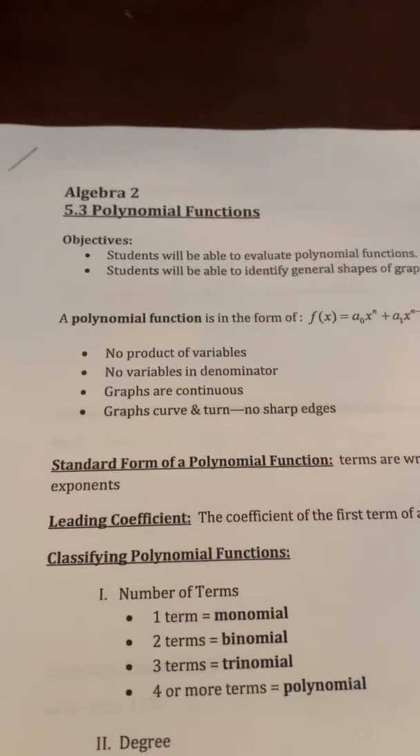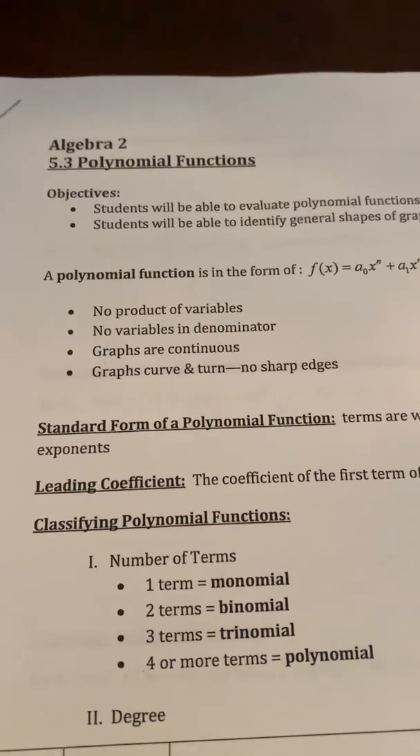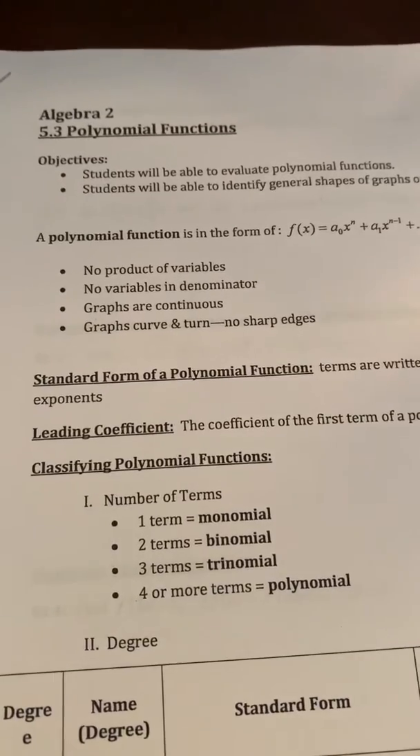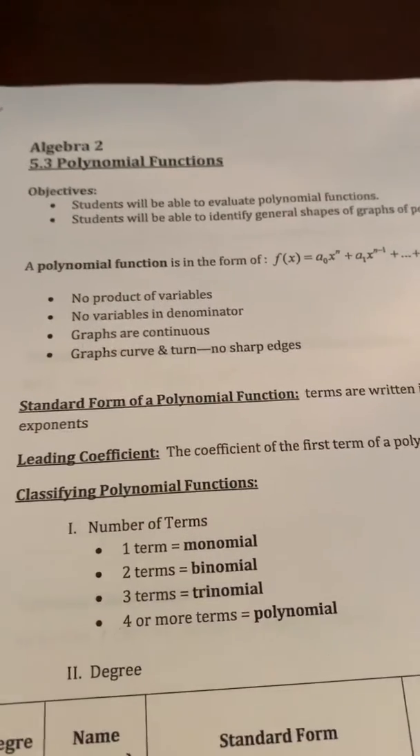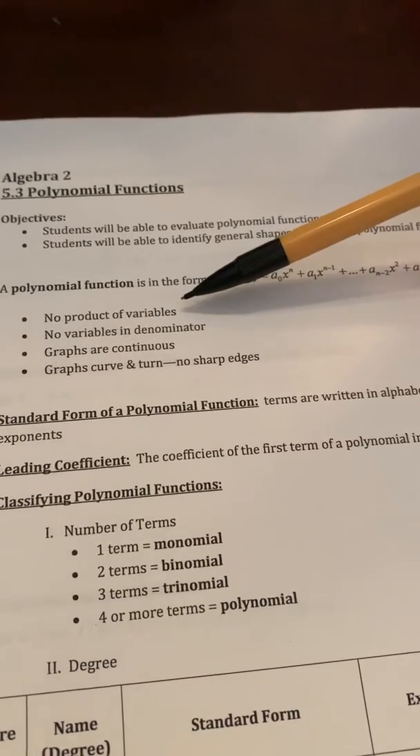Notes for 5.3, which is polynomial functions. The beginning of this will be pretty much review, but then we will look at something new, which is called end behavior. So let's just recall what a polynomial function is.